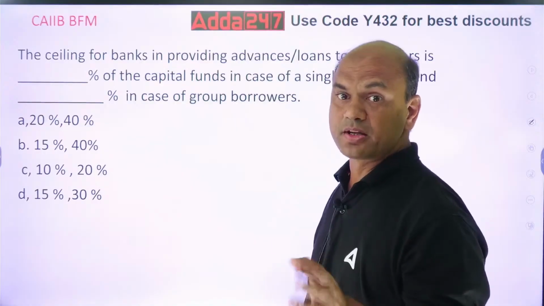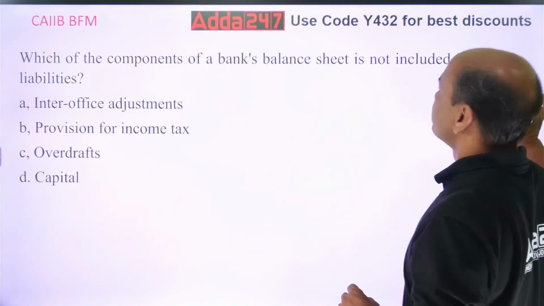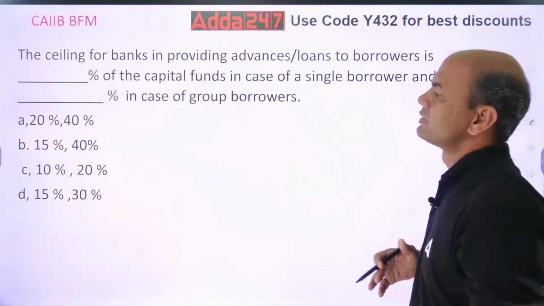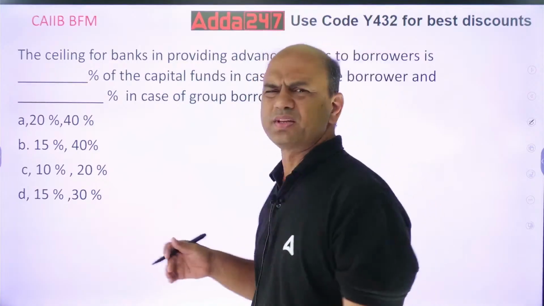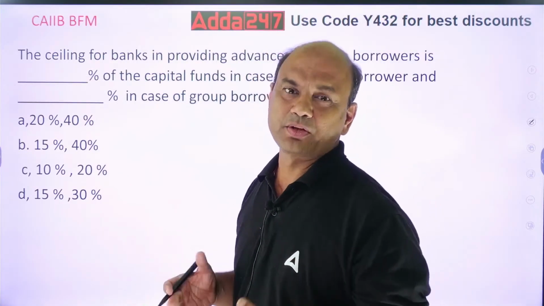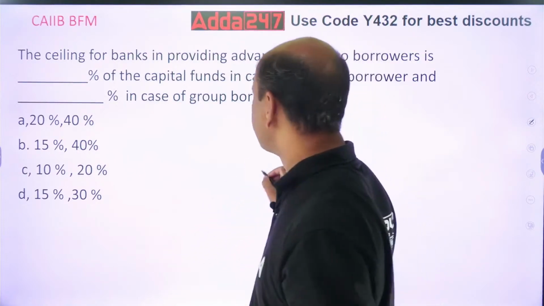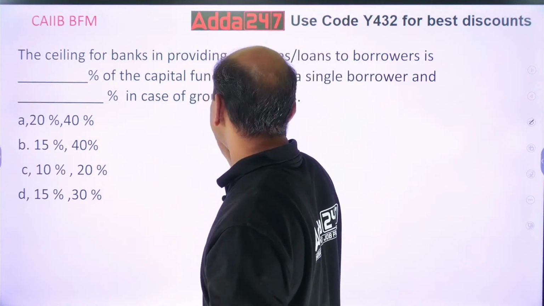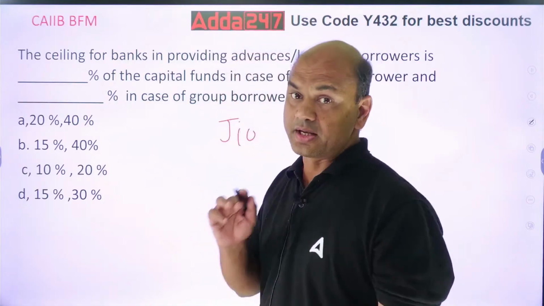Now, what do you mean by difference? What is the difference between the two? Suppose, let's say, tomorrow a single company, let's call any company of Reliance, let's call it Reliance Jio, comes to you for a loan. So that is the individual company.